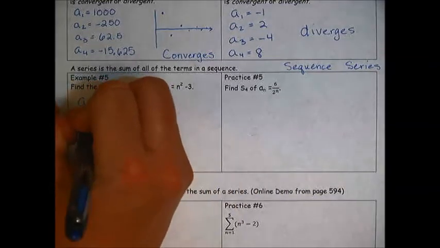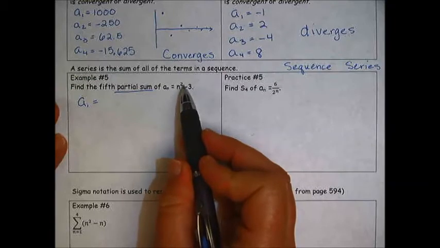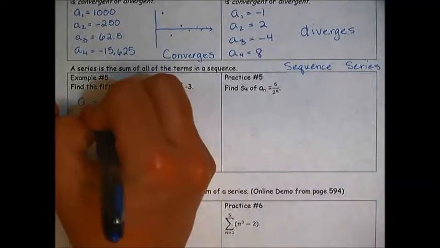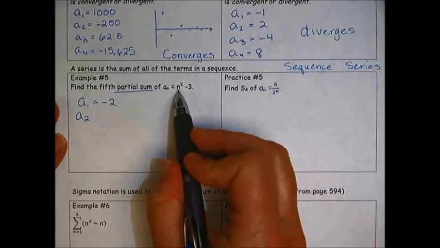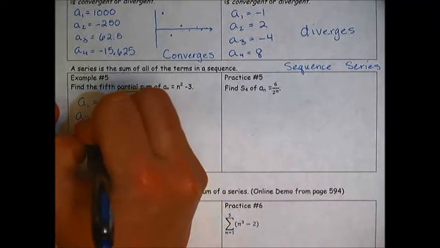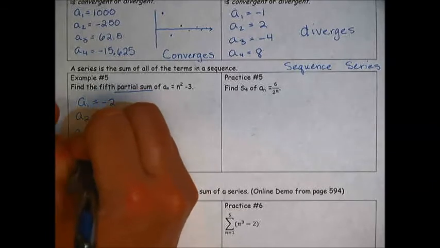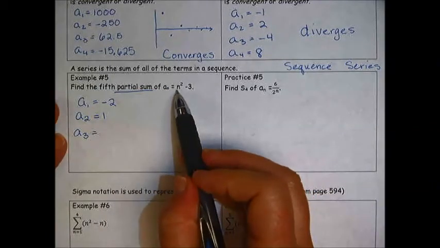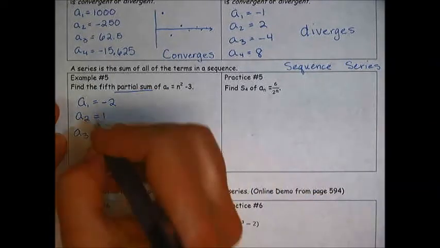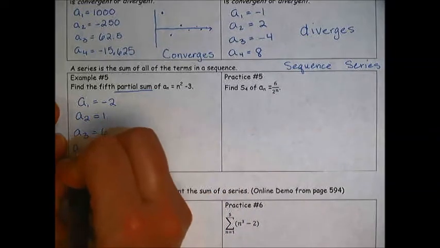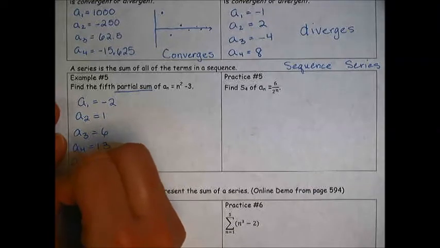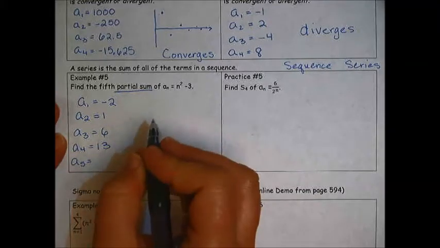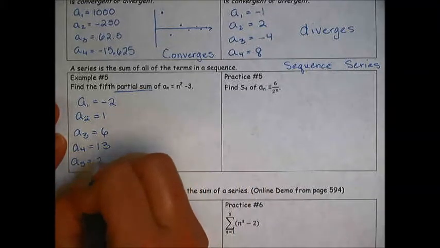So if I plug in 1, 1 to the second power is 1 minus 3 is negative 2. If I plug in 2, 2 to the second power is 4 minus 3 is 1. Plug in 3 to find the third term, and I get 3 squared is 9 minus 3 is 6. Plug in 4, 4 squared is 16 minus 3, which would be 13. And plug in 5, 5 squared is 25 minus 3 would be 22.